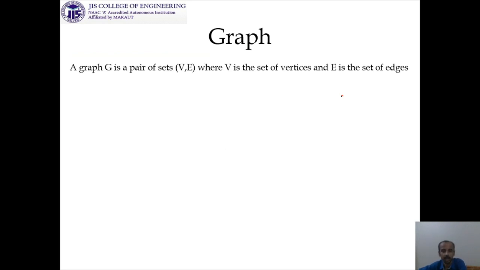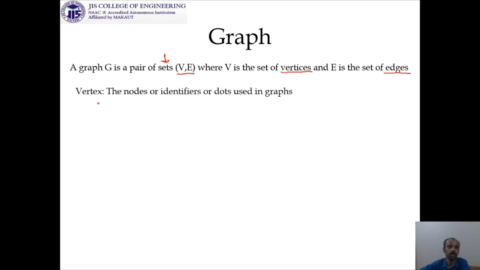Now a graph G is a pair of sets V and E, where V is the set of vertices and E is the set of edges. The question automatically comes, what is this and what is this? But importantly, in the prerequisite part we have talked about set theory, and we need it here. So what is a vertex? The nodes or identifiers or dots used in graphs. And what is the concept of an edge? The connector of two vertices.